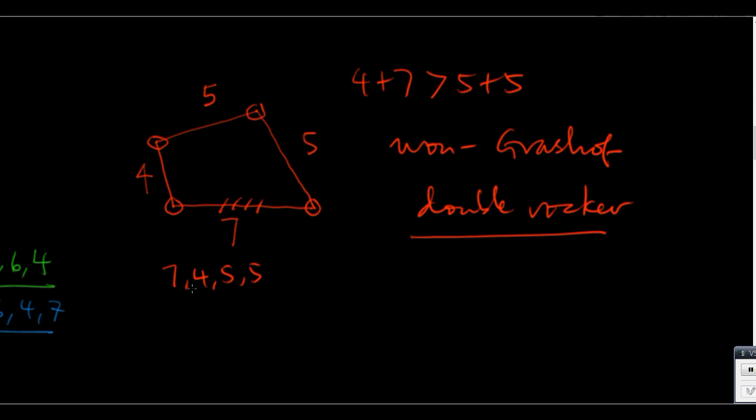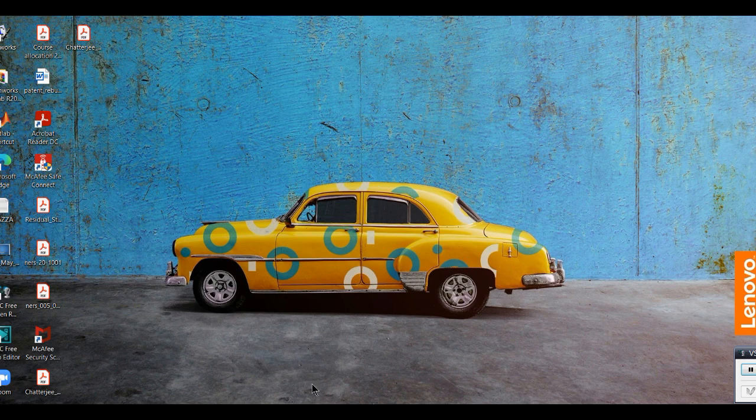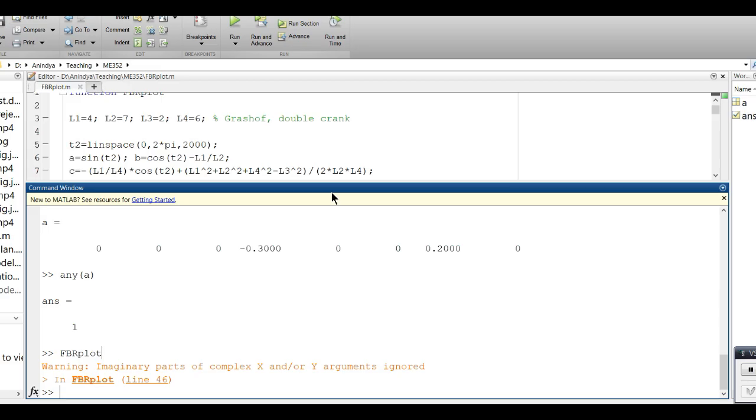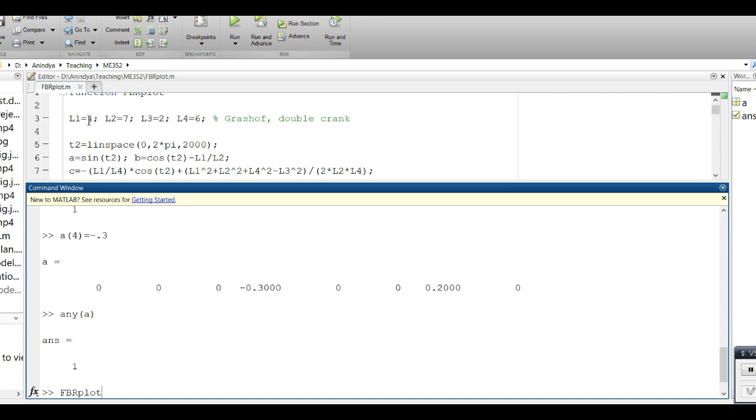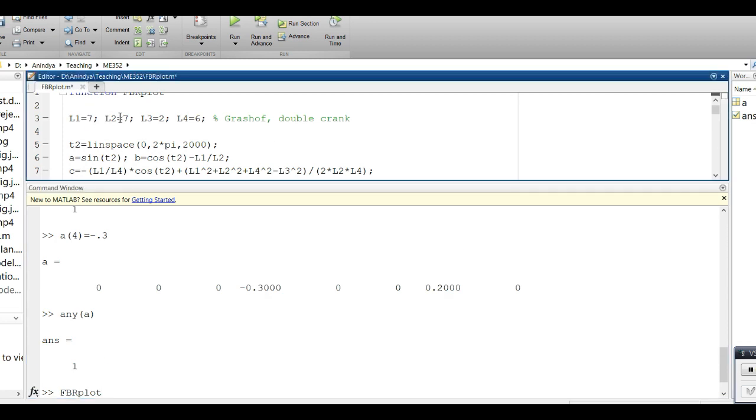7, 4, 5, 5. So I go back to my MATLAB code and I have 7, 4, 5, 5, non-Grashof. Okay.